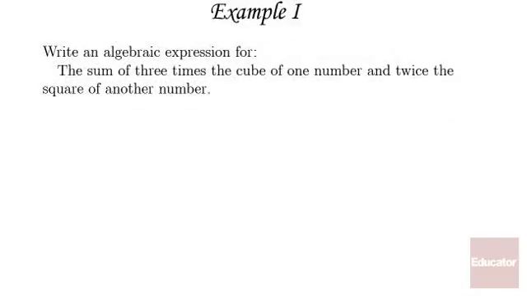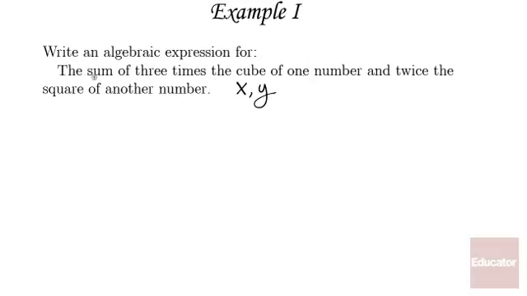First example, write an algebraic expression for the sum of 3 times the cube of one number and twice the square of another number. Okay. Starting out and figuring out how many variables I have. The sum of 3 times the cube of one number and twice the square of another number. x and y. I'm going to assign those as my variables because I have 2 variables. And there's no equal sign. This is an expression, not an equation, so I don't have an equal sign in it.